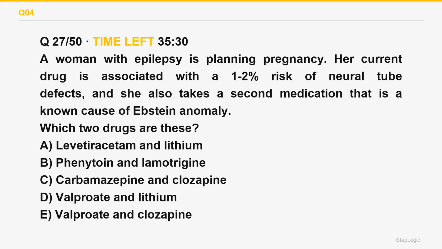A woman with epilepsy is planning pregnancy. Her current drug is associated with a 1 to 2% risk of neural tube defects, and she also takes a second medication that is a known cause of Ebstein anomaly. Read the command: which two drugs? Teratogens are matched to specific malformations, and two of them are named directly in the stem.